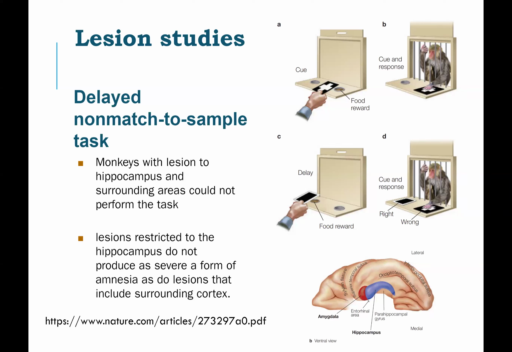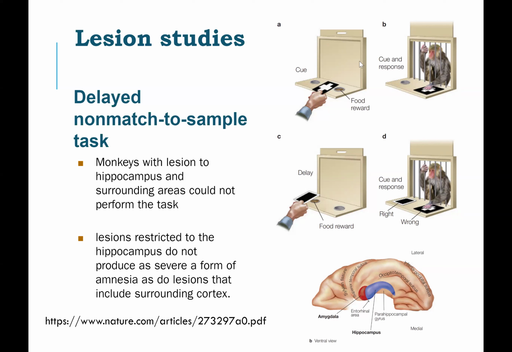So you could also study this in animals. In this case, you have a monkey, and the task is, you put this cross on something, and the monkey knows that whatever is under the cross is the food. Now, let's say you have a delayed non-match to sample task. This is a task where you give a sample, and then you have a delay, and the monkey is supposed to do the opposite of the previous sample.